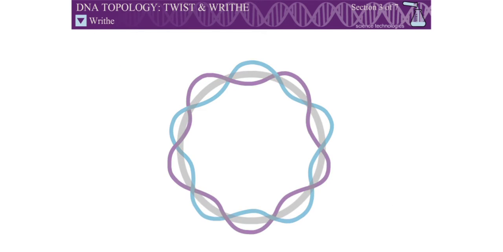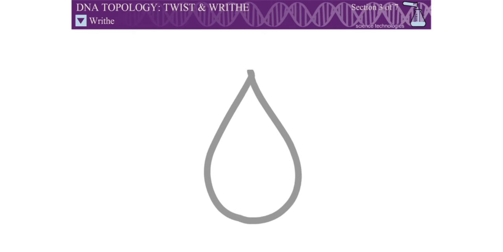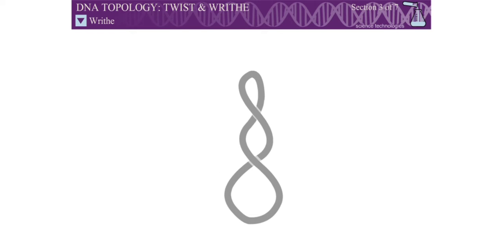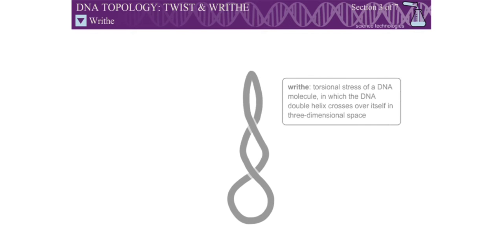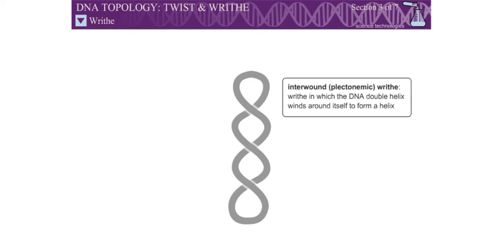However, cccDNA does not generally lie in a flat plane. Instead, the DNA double helix usually crosses over itself in three-dimensional space, often repeatedly. This torsional distortion is called writhe. Writhe can take two forms.